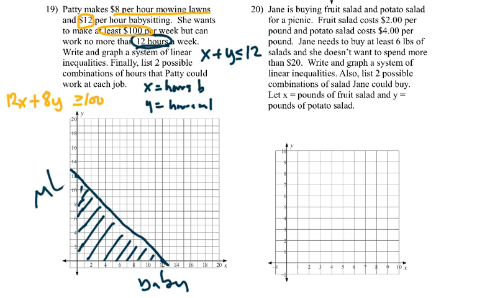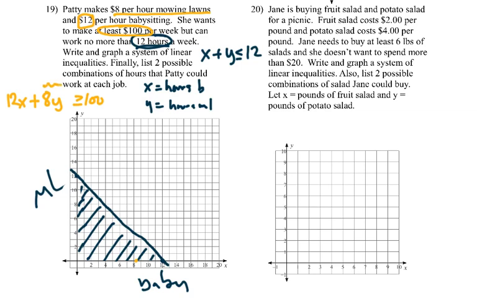Now again, we can say, well, what if she just babysits? So what if we eliminate the mowing lawns? So we'd have $12 an hour. So how many hours would it take to get to $100? Well, we'd go 100 divided by 12. That would give us 8.3. So she would have about 8.3 right about there. Okay? That's if she eliminated all of the lawn mowing.